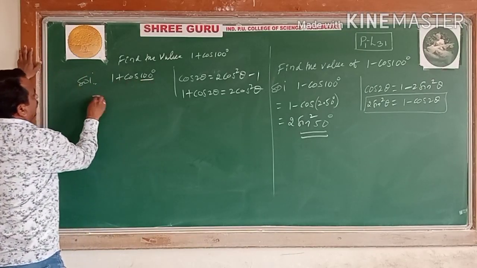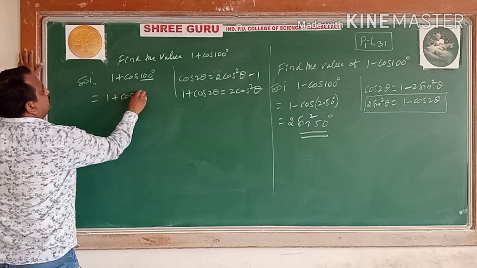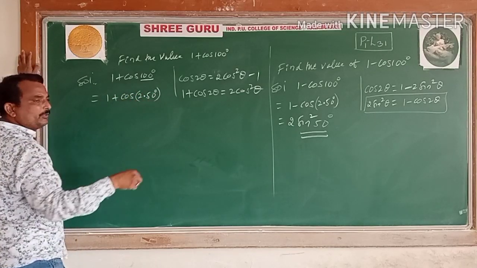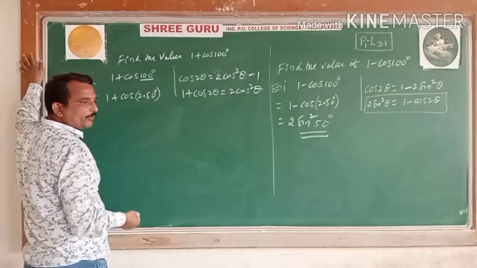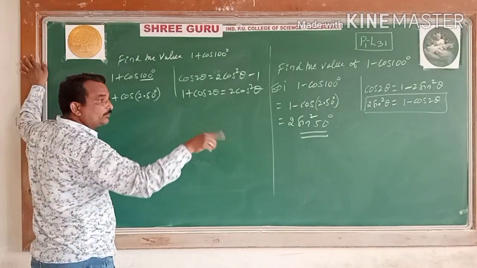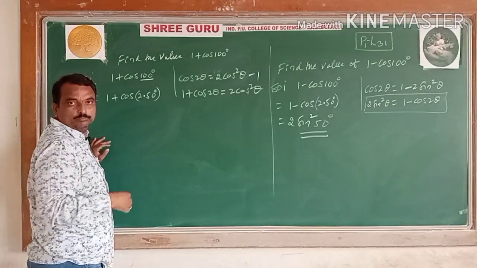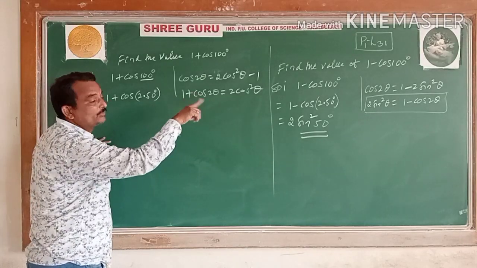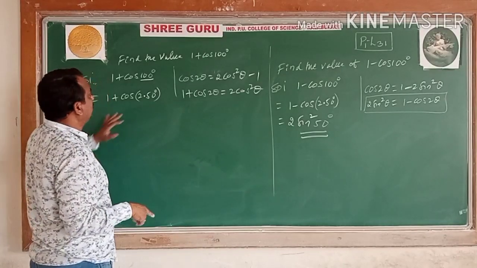100 degree. You may convert it as theta. Is it possible to write 2 times of 50 degree? If it is supposed to be 50, 2 times of 25. If it is supposed to be 25, 2 times of 25 by 2. You may convert like that.